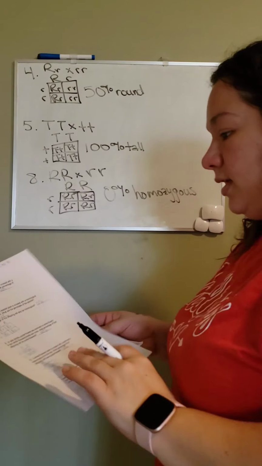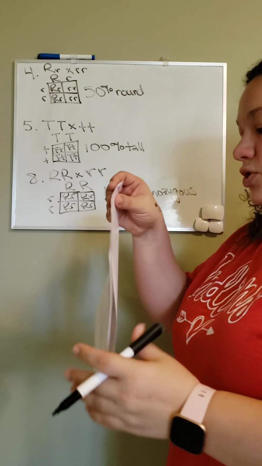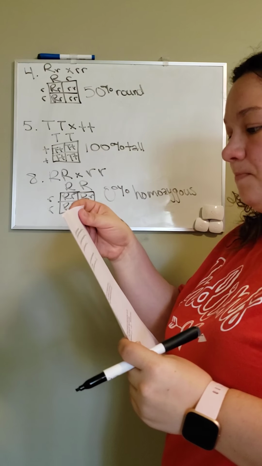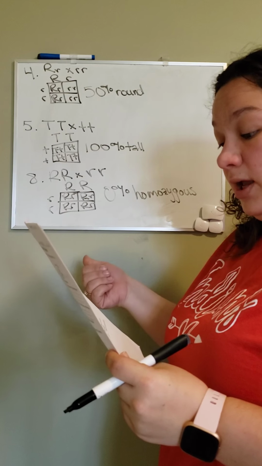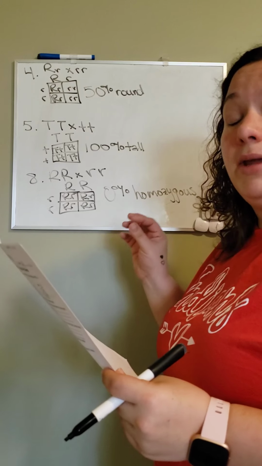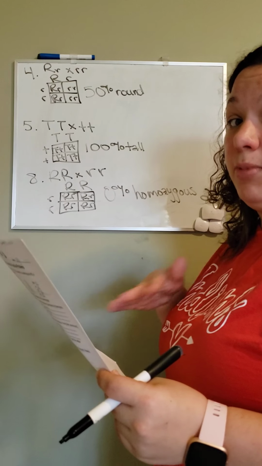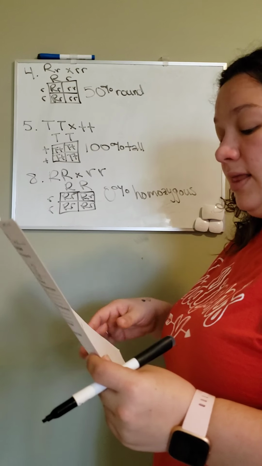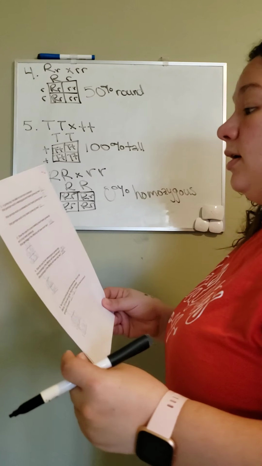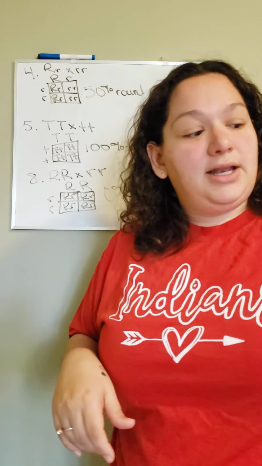All right, I think you will be good as long as you remember that anytime you see pure breeding or true breeding, that means homozygous, so they're going to either be both capital or both lowercase, and anytime you see hybrid, that means heterozygous. Again, let me know if you guys need any further help.